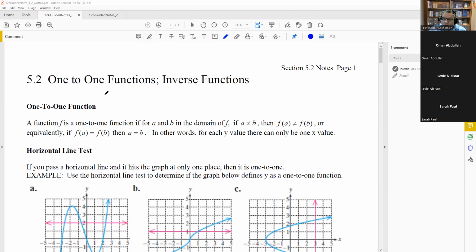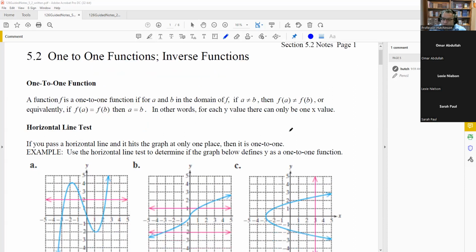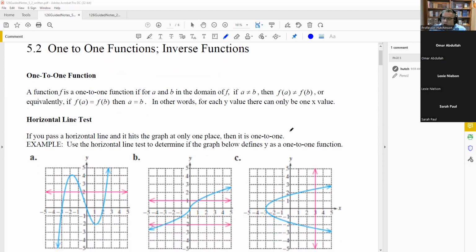So let's go ahead and get started here with 5.2. First of all, here we're talking about a one-to-one function because it's part of a definition for what we need for inverse functions, which we'll get to in a little bit. So here's the definition for a one-to-one function. It's one-to-one, and we're assuming again that A and B are in the domain, and these 2 points that we have are not equal to each other.